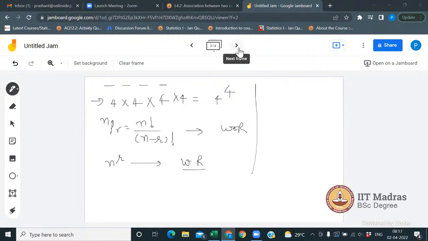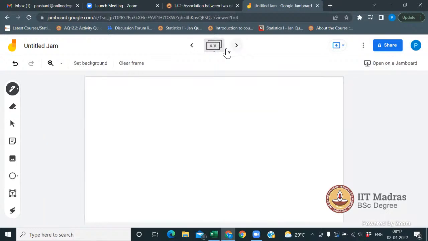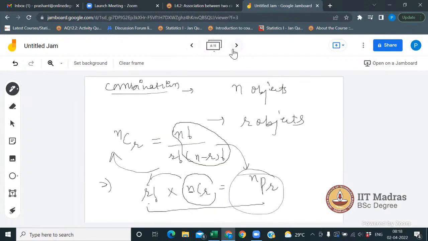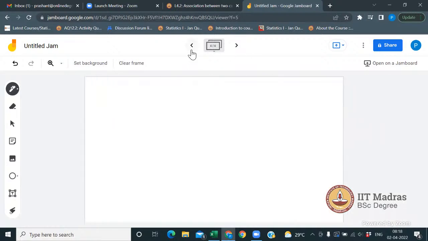Okay, so Krishna has asked about these permutation and combination things, right? So is it clear, or should I give one more example? More or less clear, sir. Okay, let me give one more example.